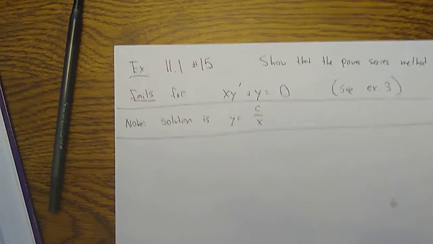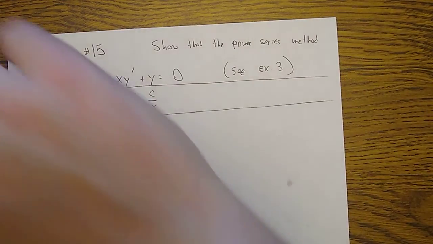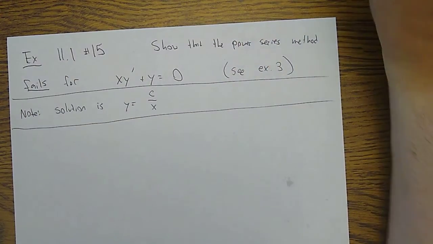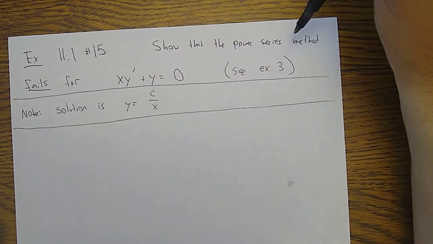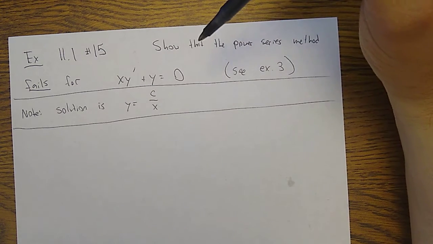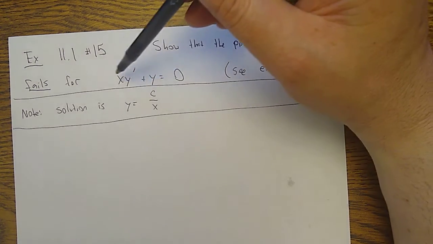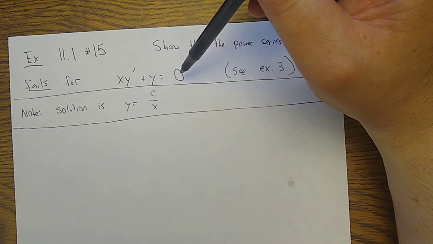Okay, so I'm going to talk a little bit about the limitations of the power series method. So we're going to see an example where the power series method fails, or it just gives us the wrong answer. So we have this differential equation, which is, again, something that we would know how to solve anyway.